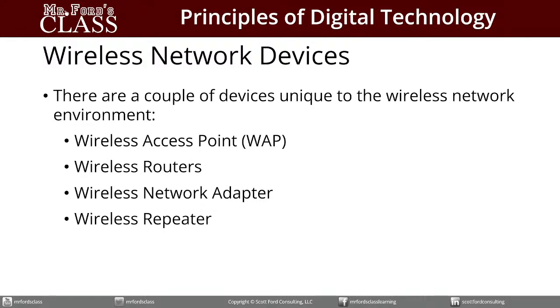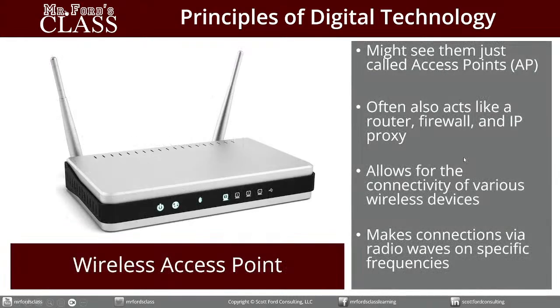So then we also have wireless routers, wireless network adapters, and wireless repeaters. So this is a wireless access point. You might also just hear them called access points. Often they also act like routers, firewalls, IP proxies. Typically in your SOHO, your small office, home office environment, they act as a whole bunch of different devices. They wear a lot of different hats.